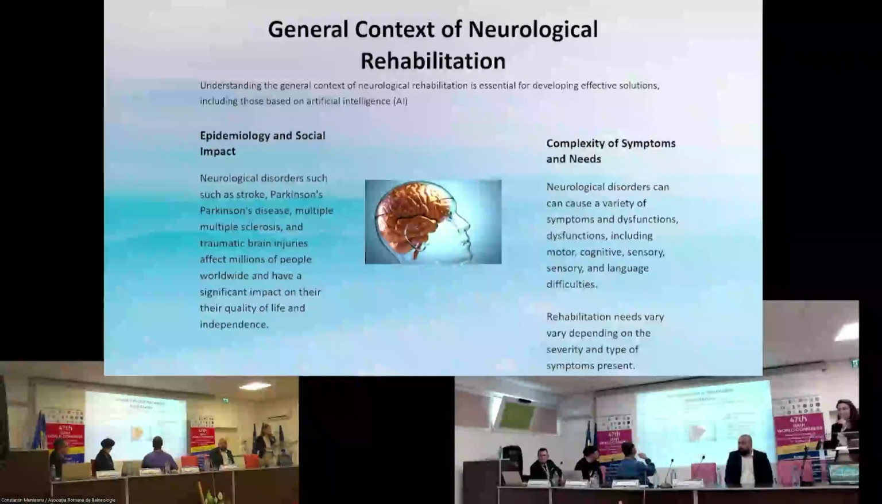We all know that neurological disorders such as stroke, Parkinson's, multiple sclerosis, and traumatic brain injury affect millions of people worldwide and have a significant impact on their quality of life and independence. Neurological disorders can cause a variety of symptoms and dysfunctions, including motor, cognitive, sensory, or language difficulties.